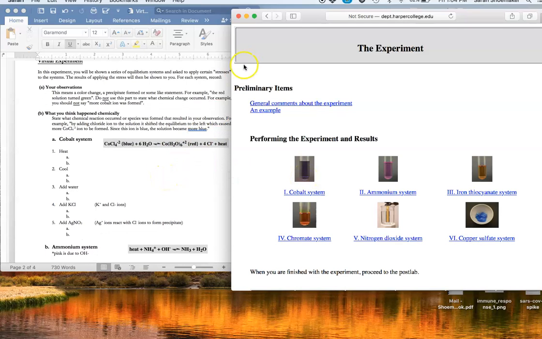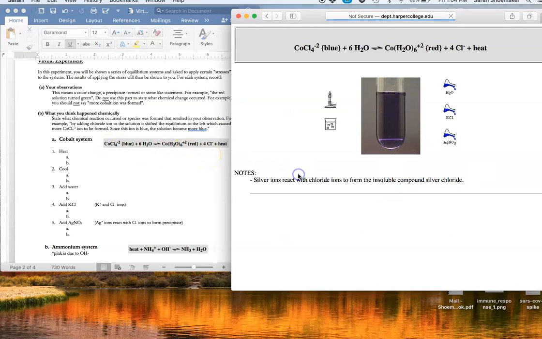So the first one is this reaction of cobalt. It's cobalt chloride. I'll click on it here. So we've got cobalt chloride, which is blue, and that's a deep blue solution here. And it's in water. It's an aqueous solution. And that's a cobalt chloride 2- ion. And this would be a cobalt 2 ion, cobalt 2 chloride.